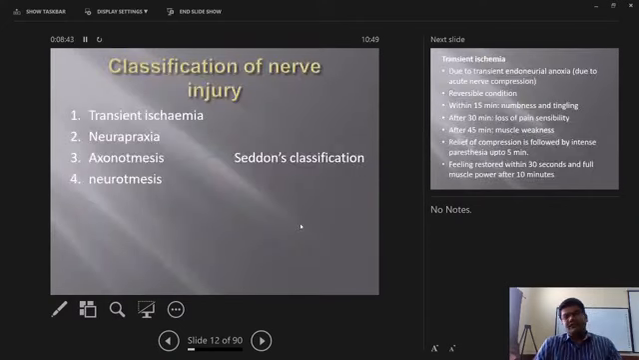Coming to classification of nerve injuries, there are so many classifications. One is Seddon's classification, two Sunderland's classification. So one is transient ischemia. Two, it is neuropraxia. Three, axonotmesis. Four, neurotmesis. Seddon's classification.